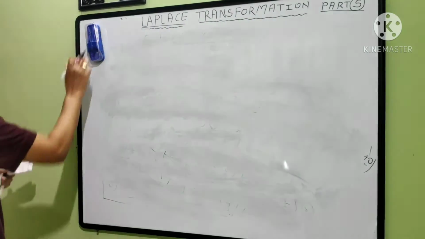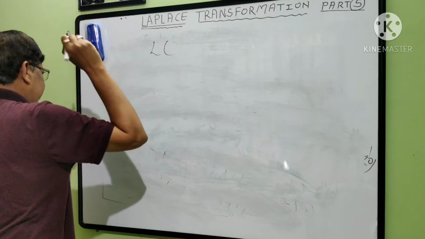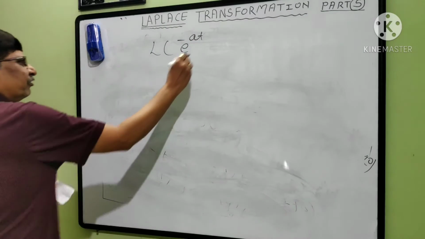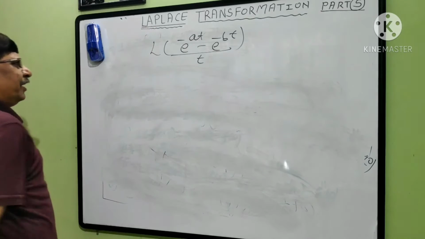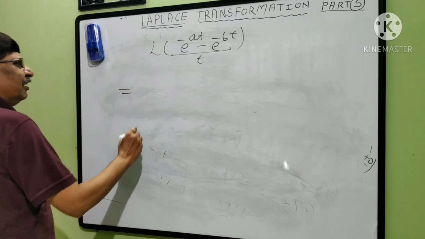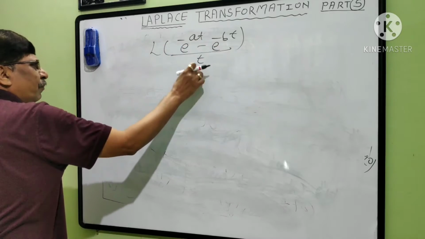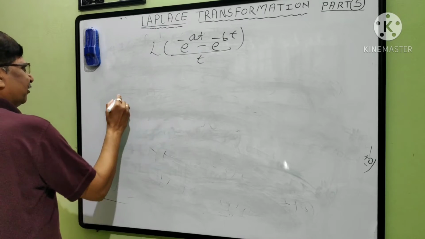Now, write next. Find the Laplace transformation of e raised to minus at minus e raised to minus bt upon t. Upon t means, how to think? The Laplace transformation of this function f of t you must know. From that, upon t means you have to find the integration of that Laplace transformation.